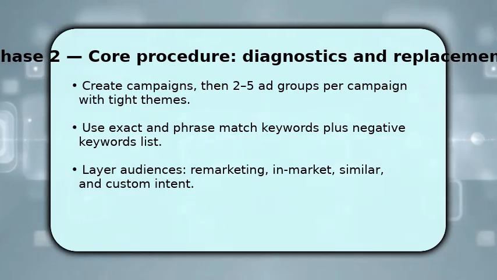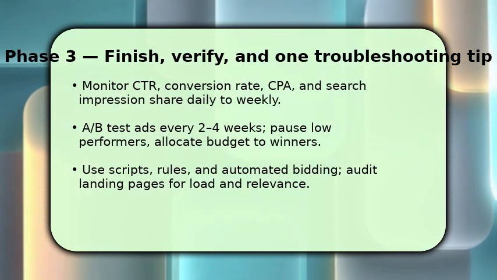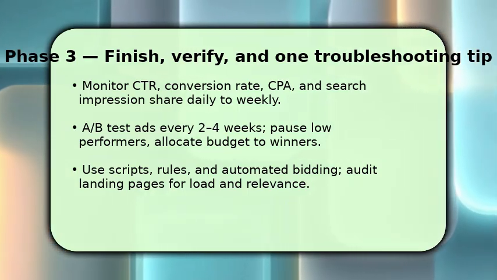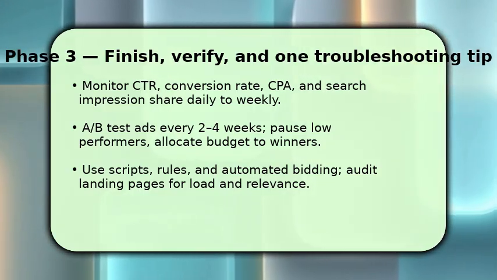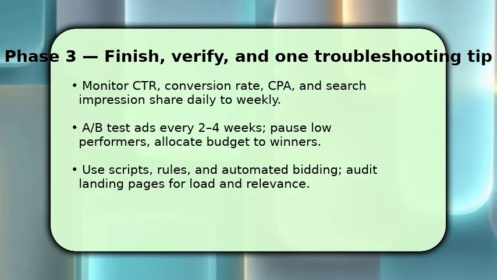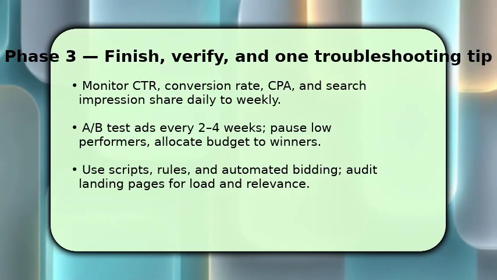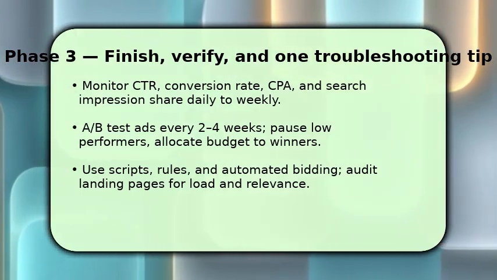You finish by turning data into decisions. Review CTR, conversion rate, CPA, and search impression share regularly and reallocate budget toward top performers. Once enough data exists, A/B test creative and landing pages on a 2 to 4 week cadence. Pause low performers and scale winners. If results stall, check automated bidding signals, budget caps, and landing page load times.